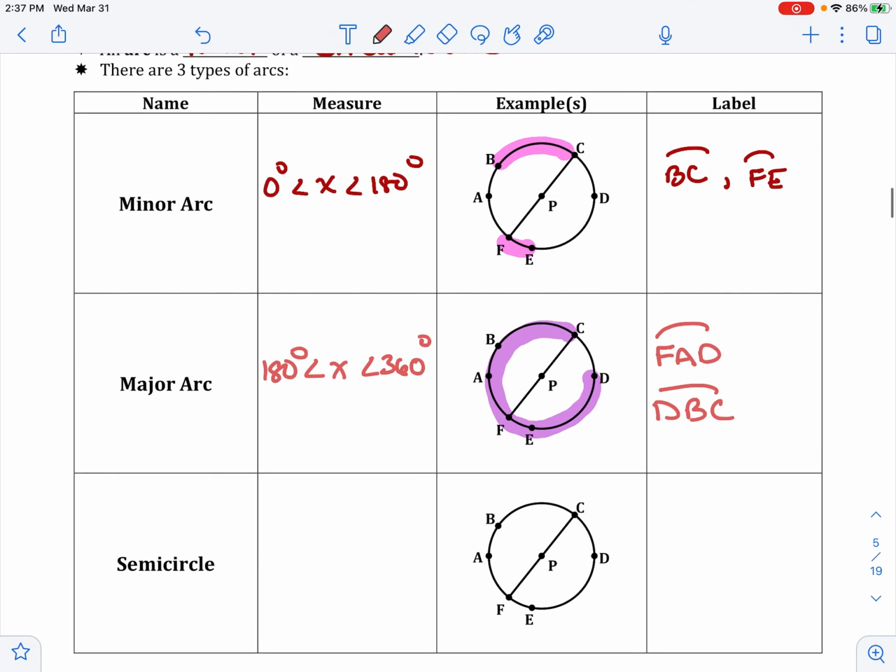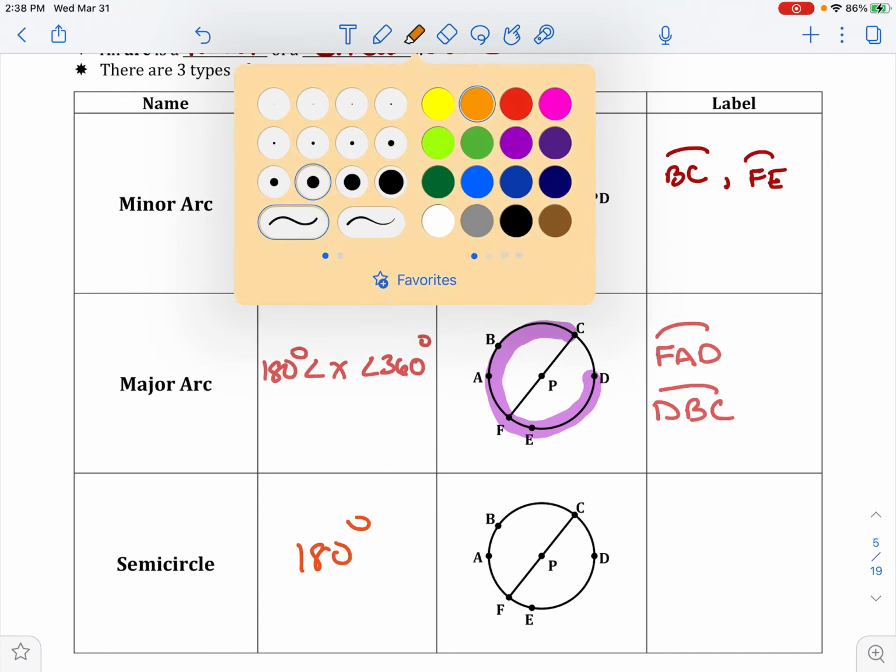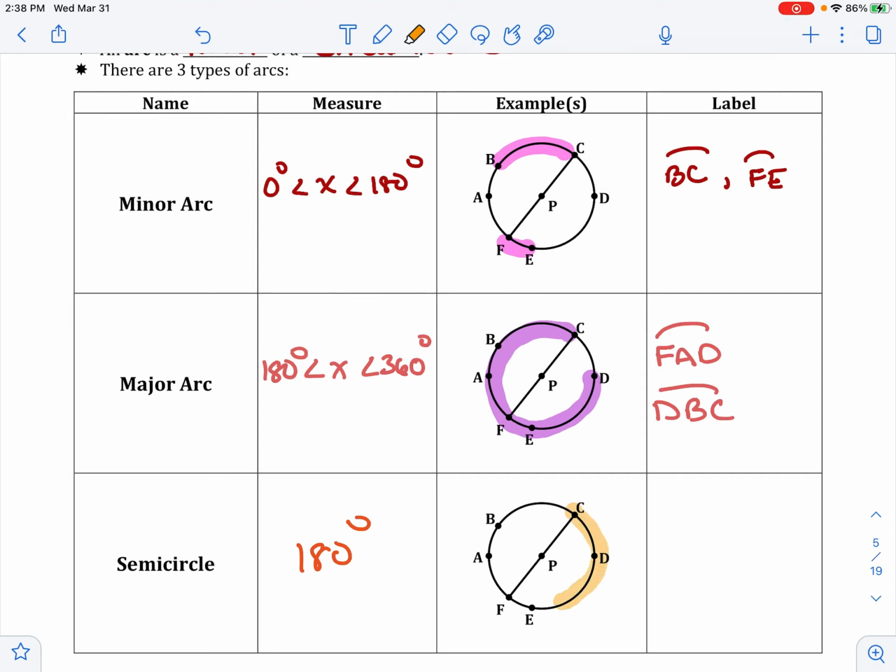Semicircles are arcs that measure exactly 180 degrees. When you name a semicircle, I see it 2 ways. Sometimes I see it written just like CF, so start at C and go to F, with just the 2 letters. So arc CF, no matter which way you go, C to F, you're going to be referring to a semicircle. But I've also seen it written with another letter in between, like CEF, perhaps. That's an example of a semicircle.